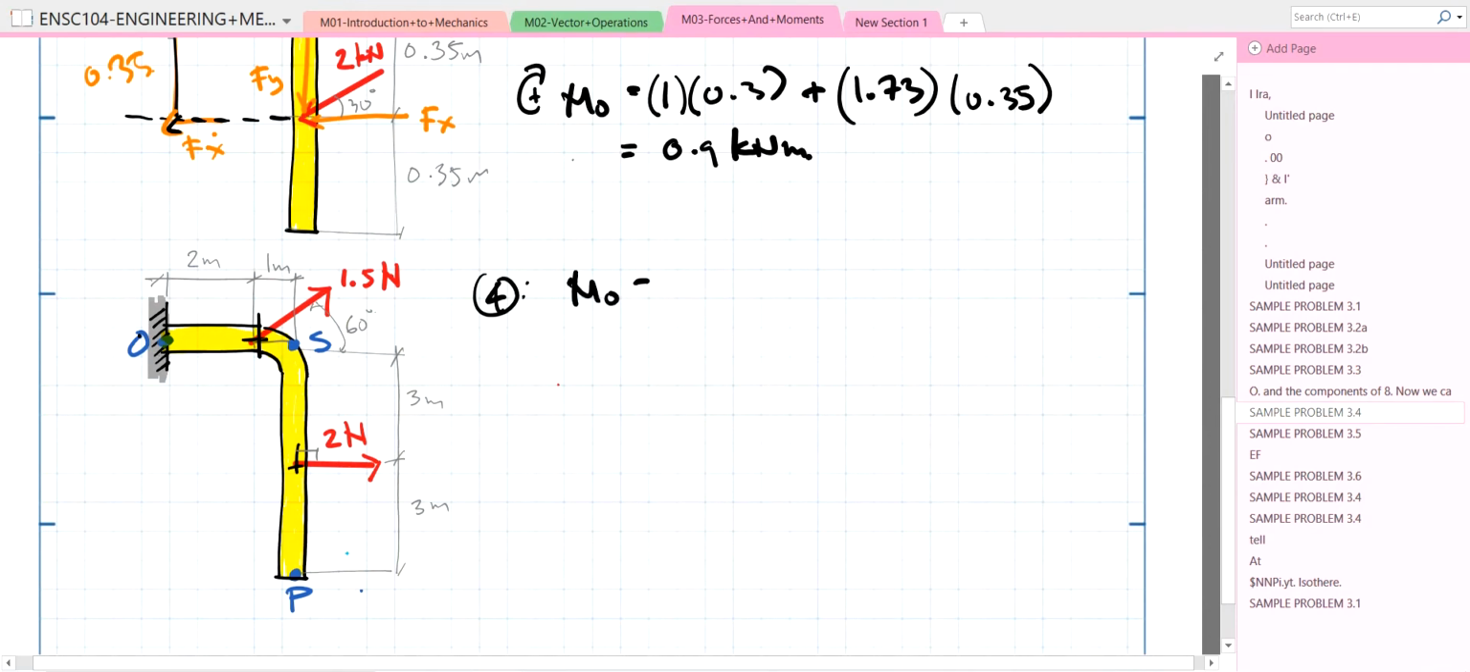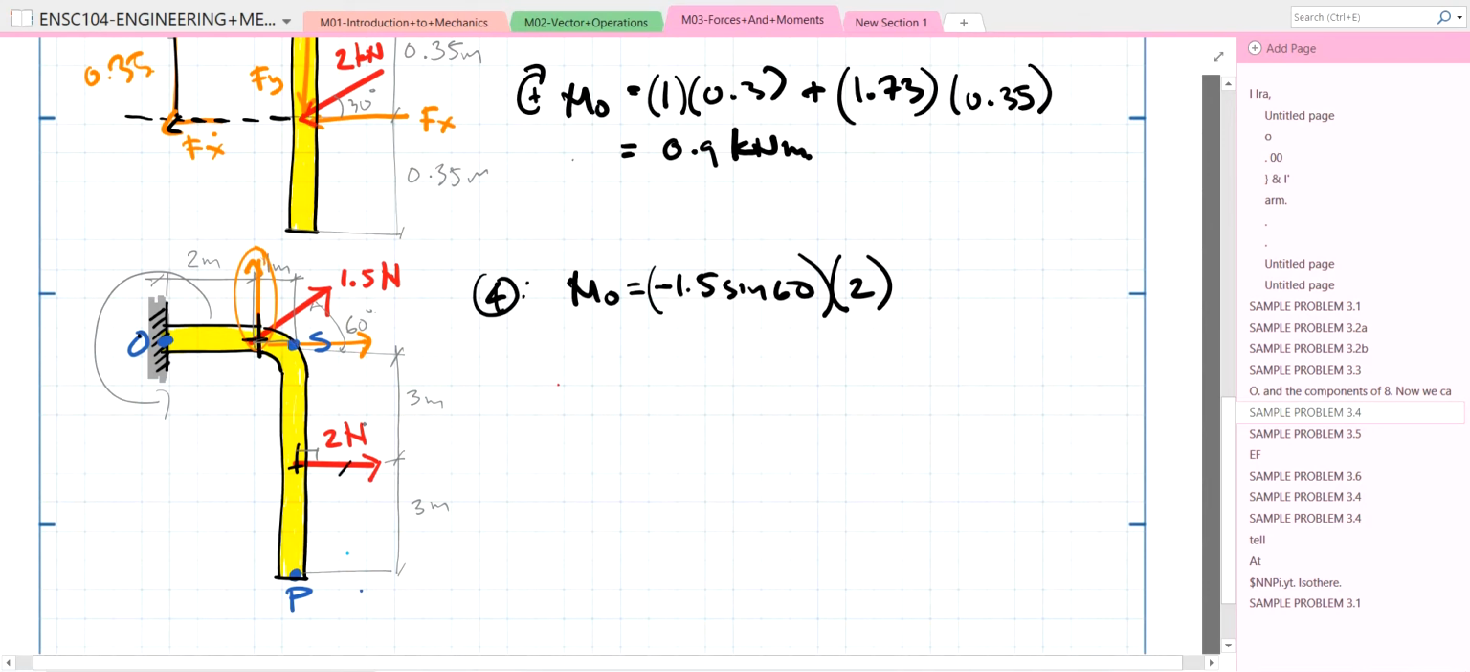So the moment at point O, again, there must be a component, this component and that component. So for this, it is 1.5 sine 60, and it produces a counterclockwise rotation about point O. This component is 1.5 sine 60, and that's negative. So negative 1.5 sine 60, and the moment arm is 2 meters. Next, this force will not cause any moment at point O because it doesn't have any perpendicular distance.